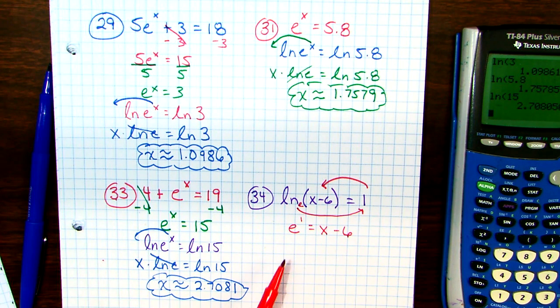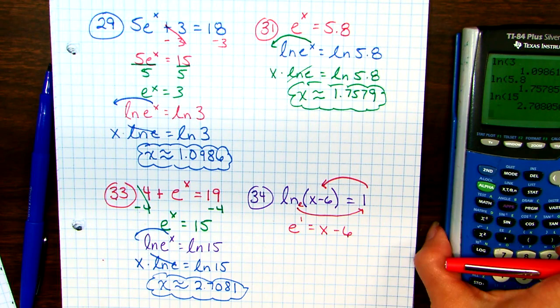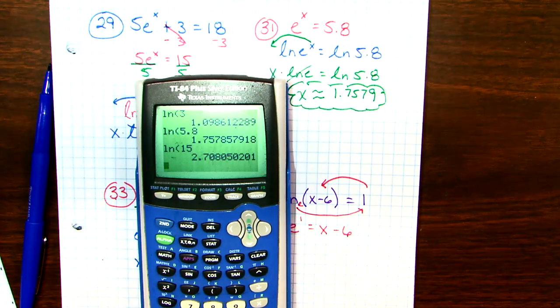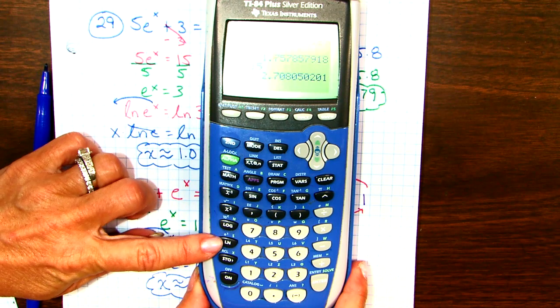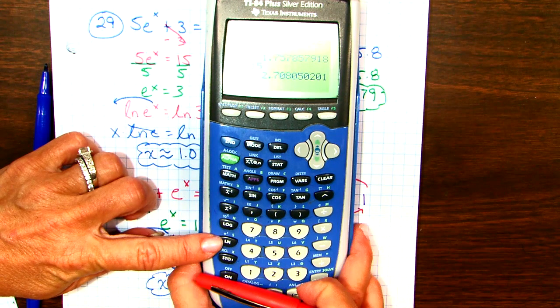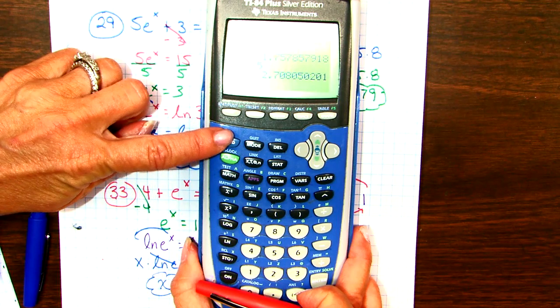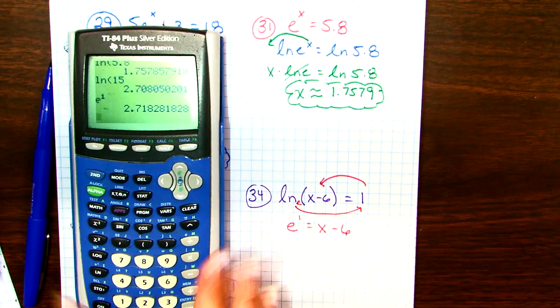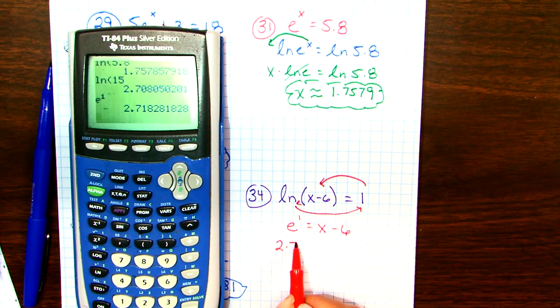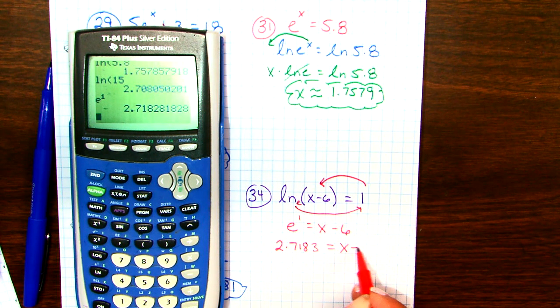Now remember, e is a number. And it's a button on your calculator. It's above your natural log, e to the x. It's blue, so you have to use the second button. Second, e to the power of 1, enter. And then we need to get x by itself.